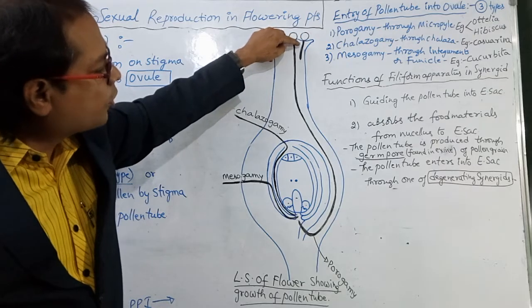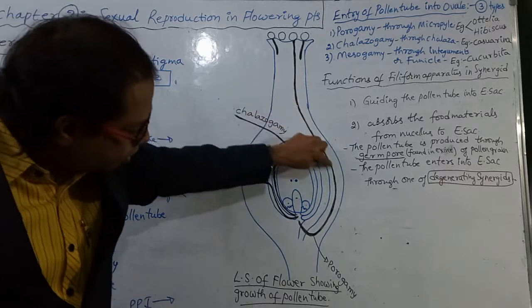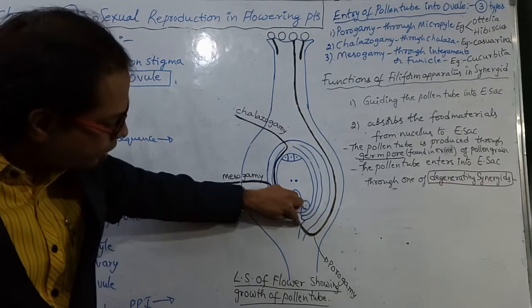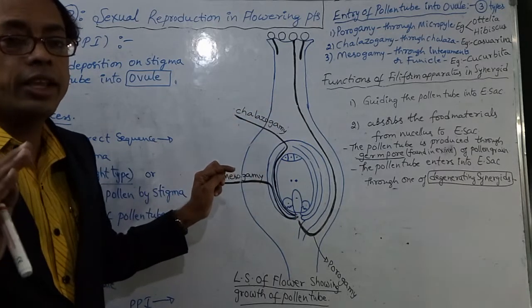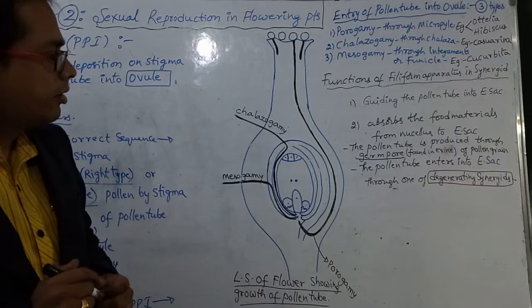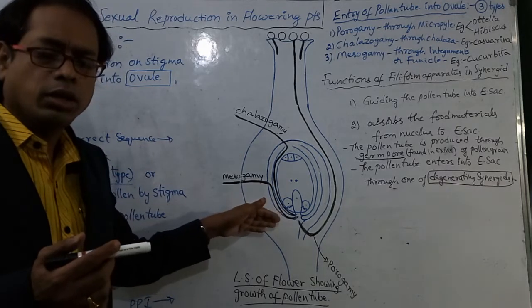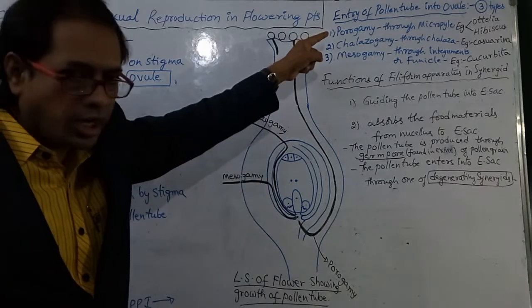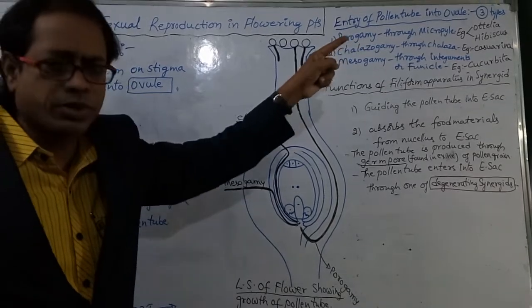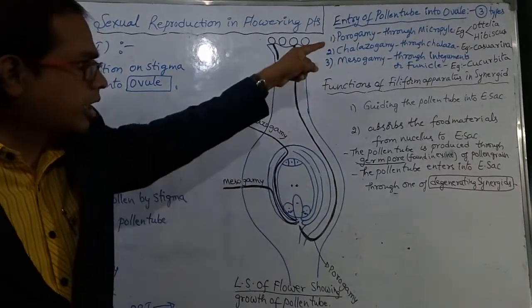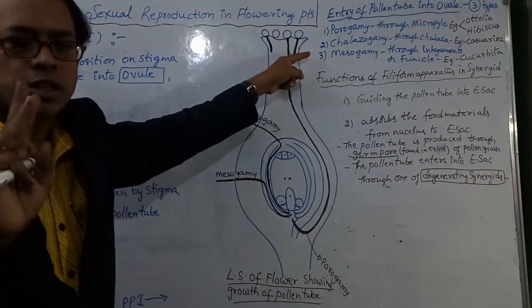Now the pollen grain with the pollen tube enters into style, enters into ovary, enters into ovule. All these events come under pollen pistil interaction. Right. Next one, pollen tube enters into the ovule in how many types? Entry of pollen tube into ovule is of 3 types. How many types? 3 types.